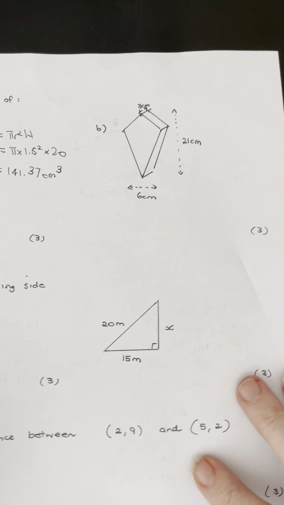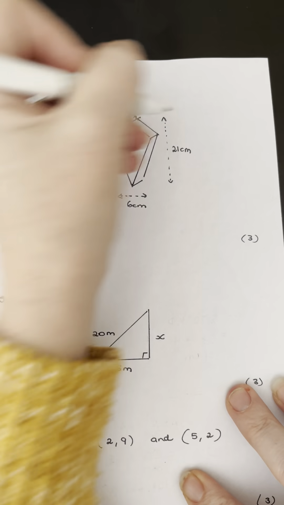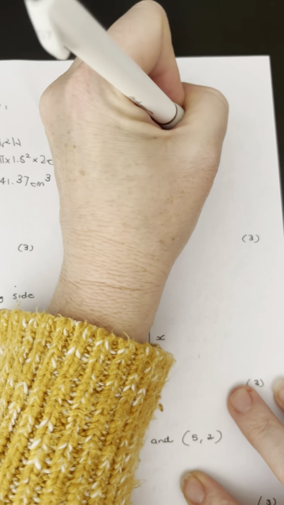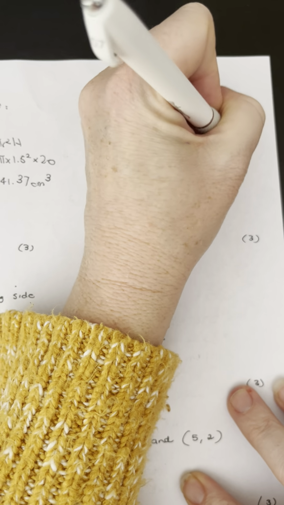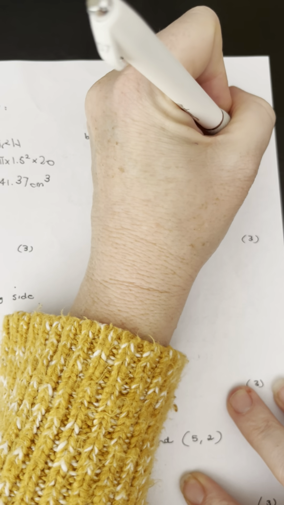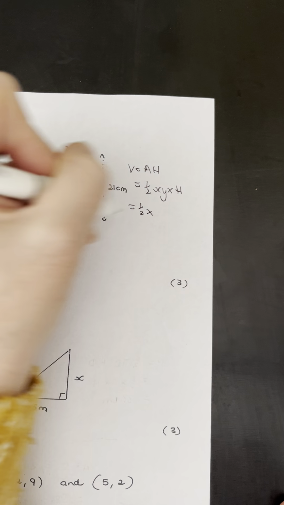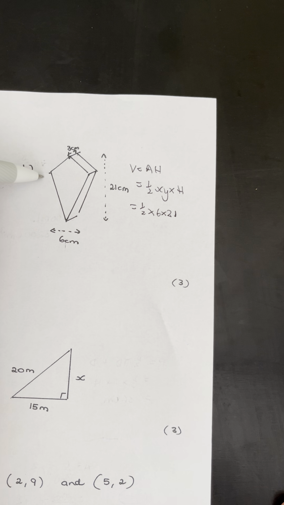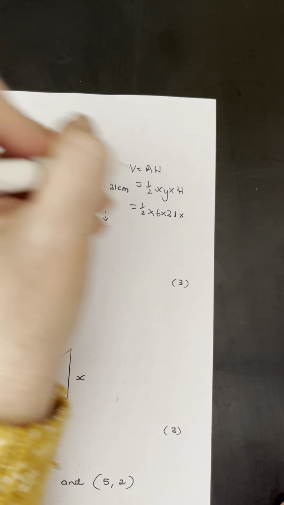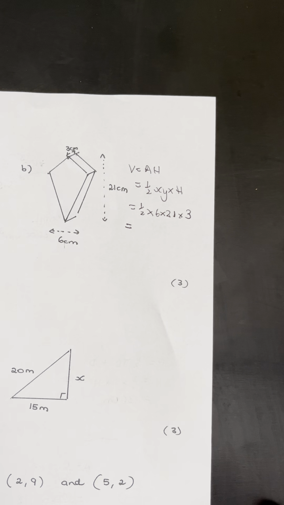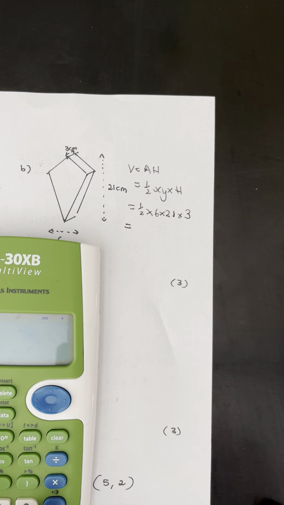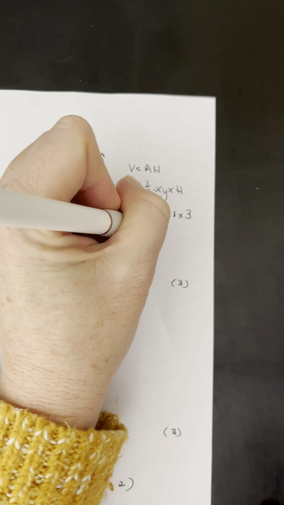Over here I have a diamond shape, so my volume is going to be the area of base times height. My area is the half xy, and I'm multiplying that by the height or depth of that shape. So I've got a half times 6 times 21, because that's the internal dimensions for that diamond, and then I'm multiplying it by the 3 for the depth. So that gives me 189, and that will be centimetres cubed.